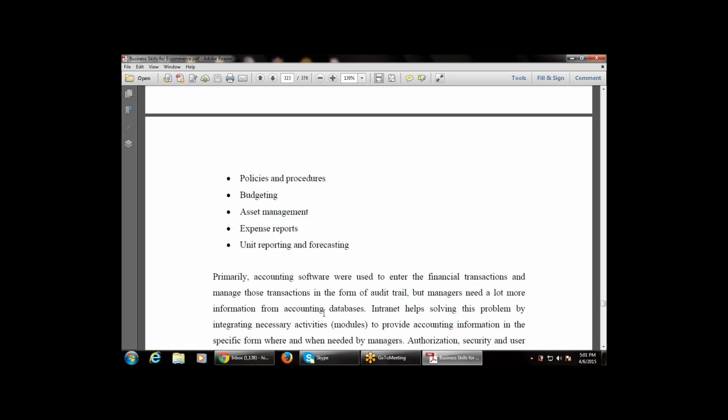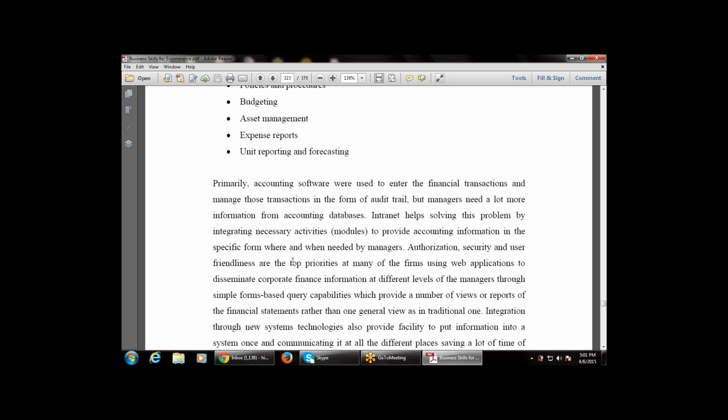How can it solve it? By providing the relevant and suitable information that is required by the managers on time, and it can be accessed from anywhere, whenever it is needed by the organization. Authorization, security, and user-friendliness are the top priorities of many firms using web applications to disseminate corporate finance information at different levels of managers through simple form-based query capabilities that provide a number of views or reports of the financial statement, rather than the one general view of the traditional one.